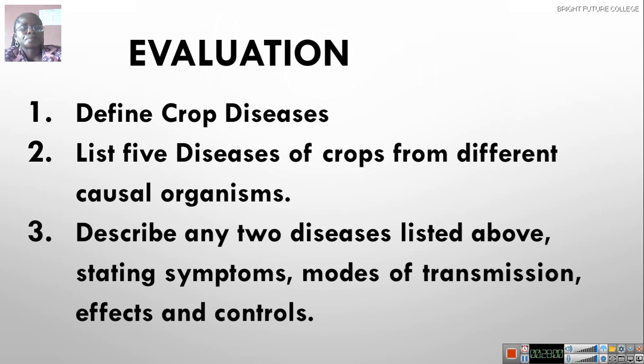Number 3 question. Describe any 2 diseases listed above, stating symptoms, mode of transmission, effects, and control. Please take note of this. You can tabulate it or you can list it as I did. You mention the particular disease, the symptoms, that is the sign of that disease in that crop, the mode of transmission, the effects of that disease on that crop, and the control measure.